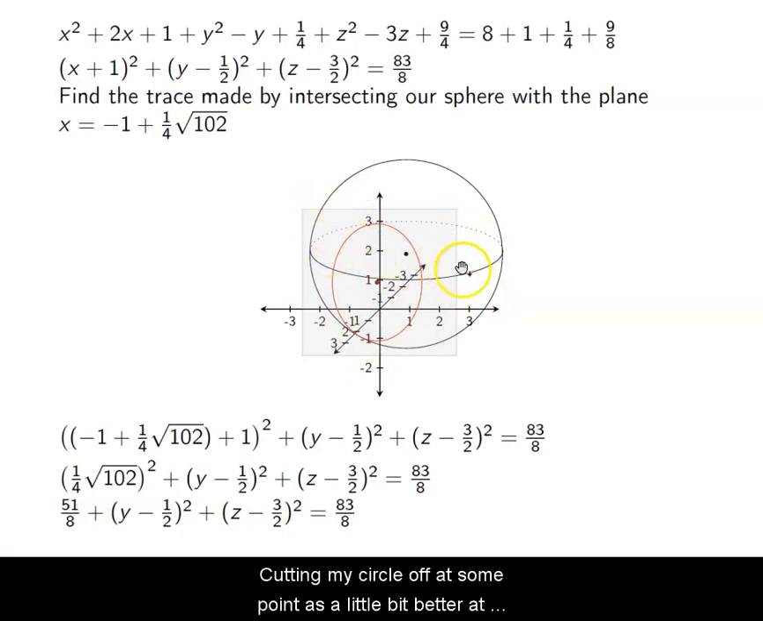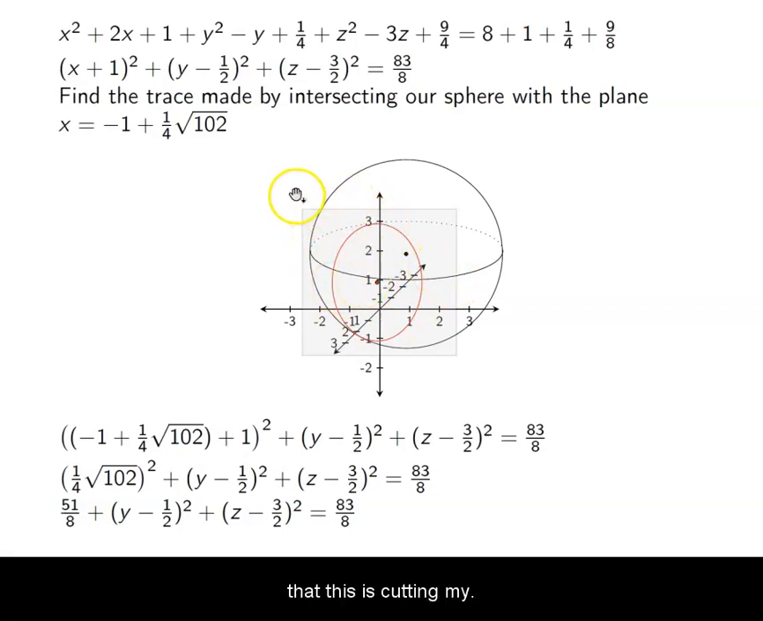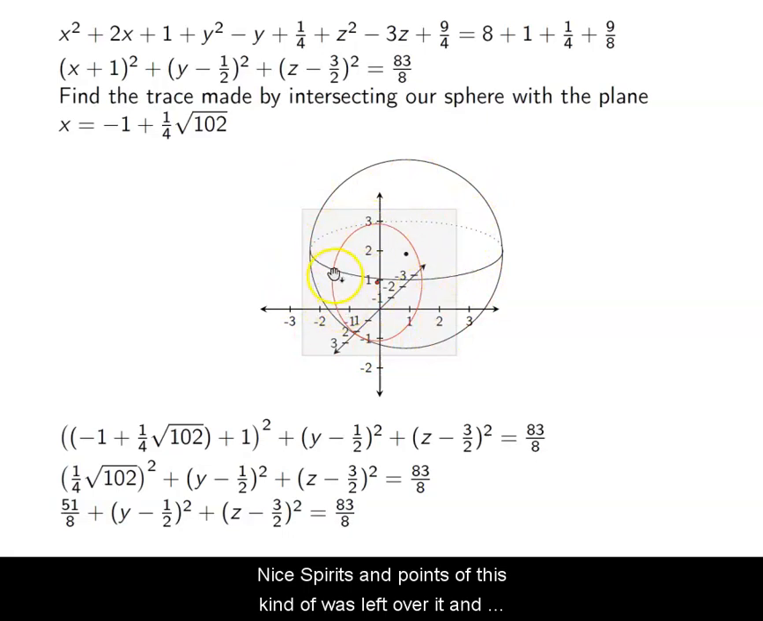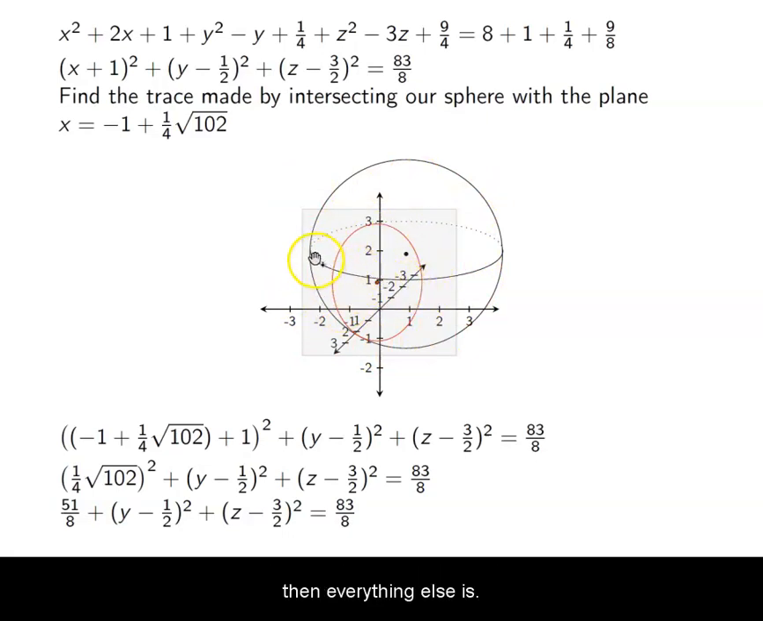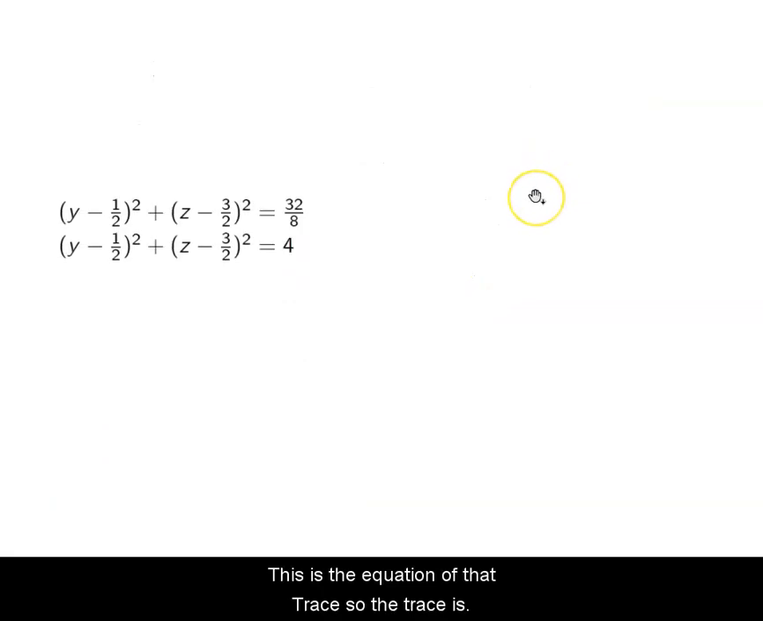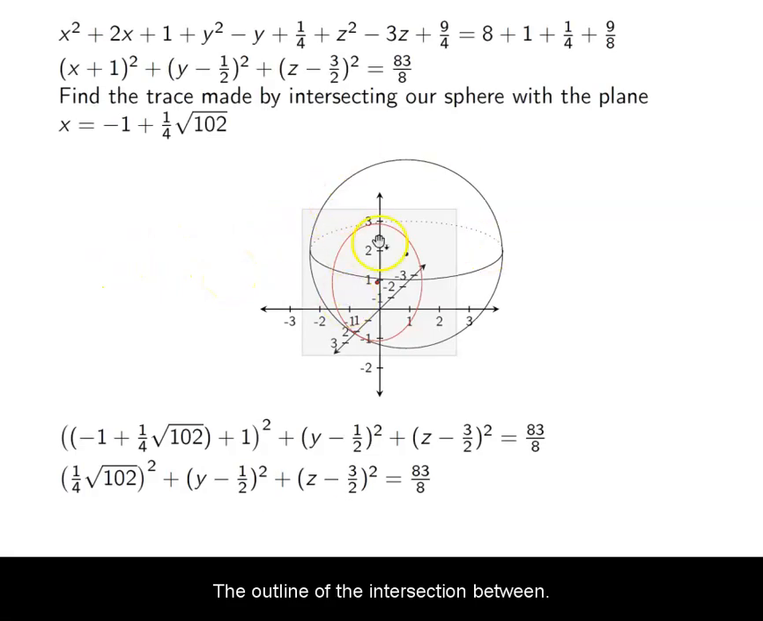If I was a little bit better at graphing this stuff mechanically with the code that I used, I would have separated this with some dashed lines, but it was a little too advanced for me, so I didn't get that accurate here. But just know that this is cutting my sphere at some point. So this is kind of what's left over, and then everything else is behind the sphere. And this is the equation of that trace. So the trace is the outline of the intersection between the plane and the sphere.